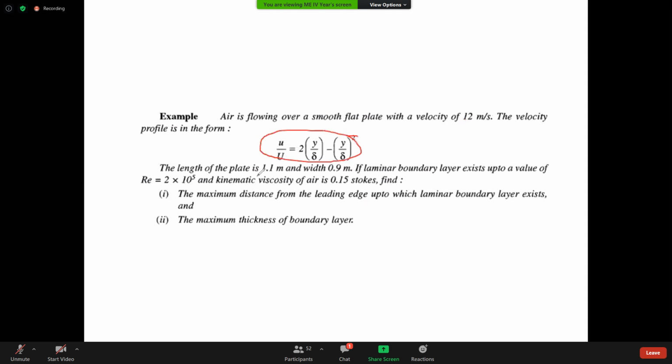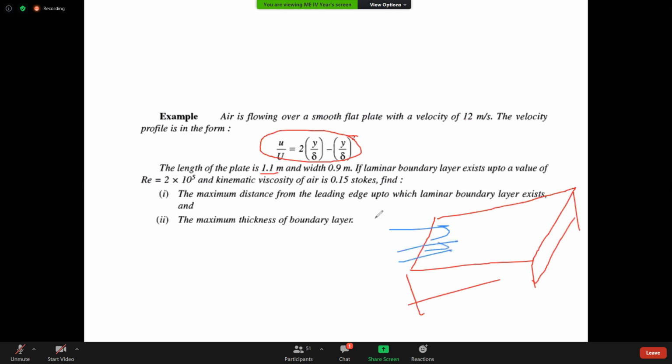The length of the plate is 1.1 meter. The plate is given like this. The length of the plate is given like this, and the width is also given. Over this, the fluid is allowed to flow with a velocity of 12 meters per second. If the laminar boundary layer exists up to a Reynolds number of 2 into 10 to the power of 5, accept 5 into 10 to the power, not 2 into 100. It's wrong.